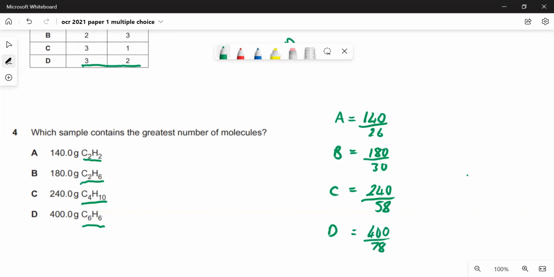So quickly we can see there, this is a nice easy number to work out. 180 over 30, that's exactly 6 moles, isn't it? So we've got 6 moles of that one. Now, I think you can see A, 140 over 26, that's going to be less than 6 moles. So it hasn't got as many molecules. It's less than 6, about 5. You can do it on your calculator, or we just do it in your head. C, 240 over 58, that's about 4, so that's way less, so it's not that one. And D, 400 over 78, that's about 5. So this one is the most. Okay. B is the answer there.